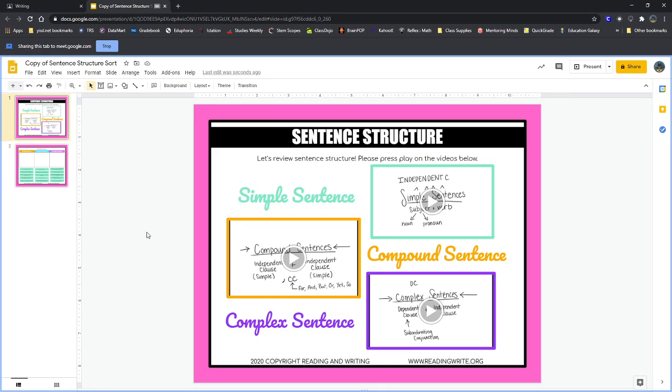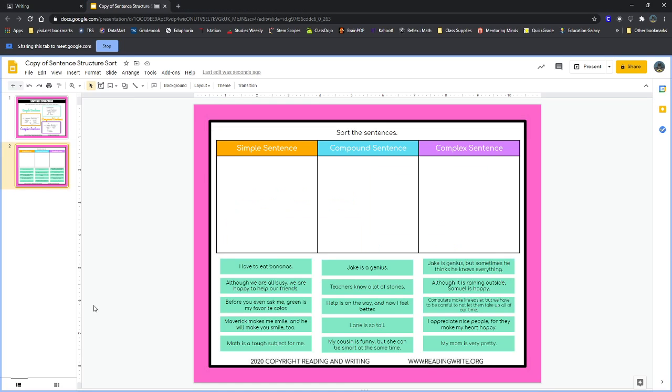Since we watched these videos the other day, we don't have to go over them right now, just here in case you want to review them later. What we're going to do is go on to slide number 2. Slide number 2 has 3 rectangles, 3 parts of this chart: simple sentence, compound sentence, complex sentence.